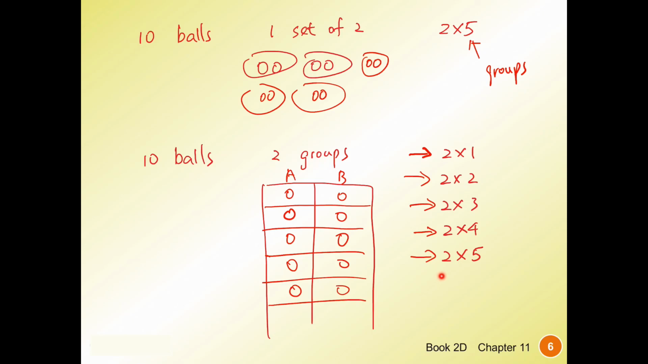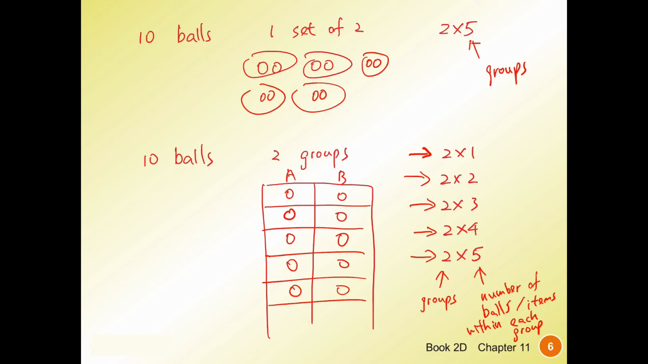So you'll notice that the number on the left of the multiplication sign, this refers to the number of groups. And this refers to the number of balls or items within each group.